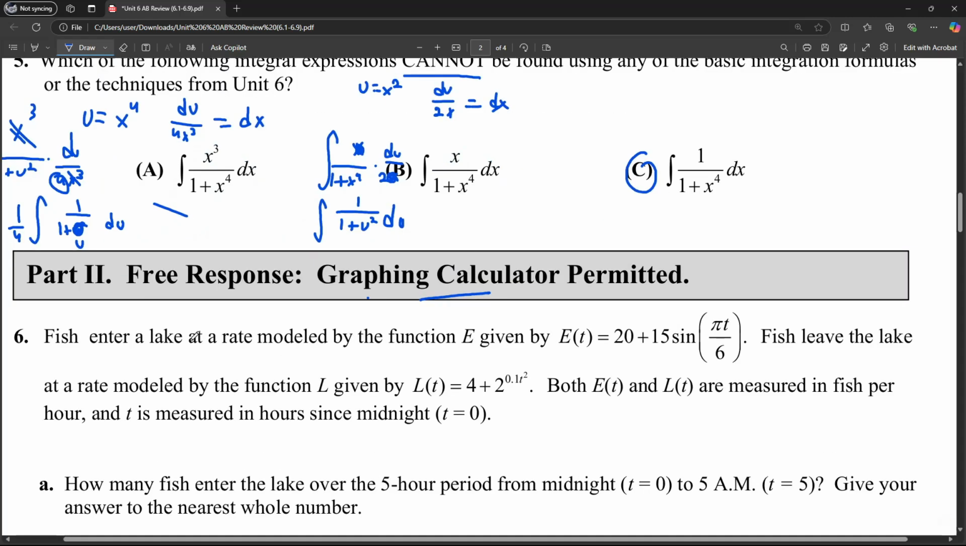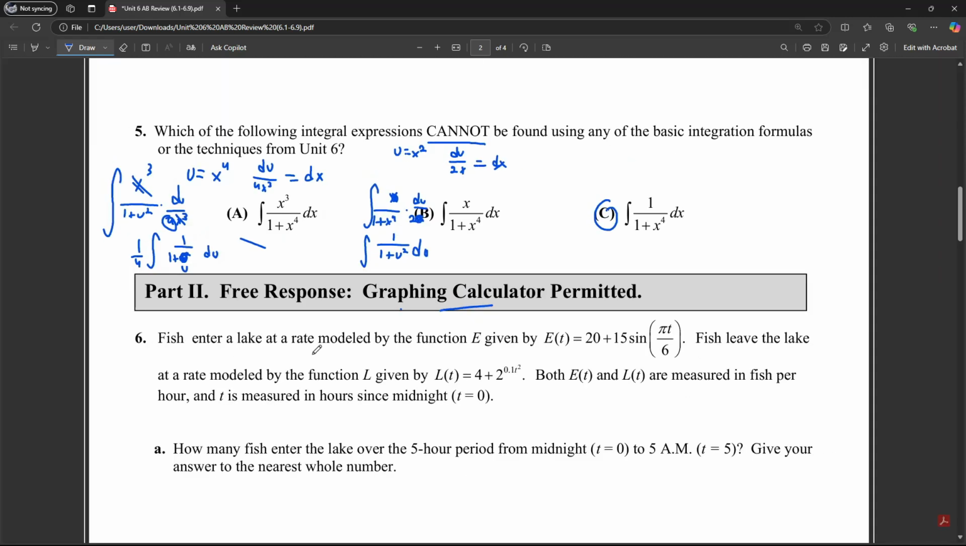So let's see. So fish enter a lake at a rate modeled by the function E. So we got fish entering a lake at a rate. That's pretty important. So it's a rate. So you got E of t equals 20 plus 15 times sine pi t over 6.